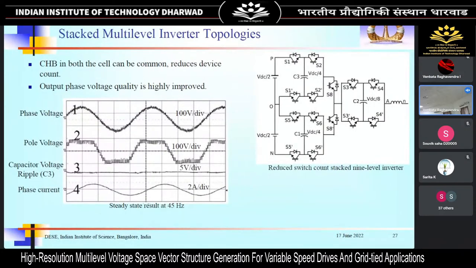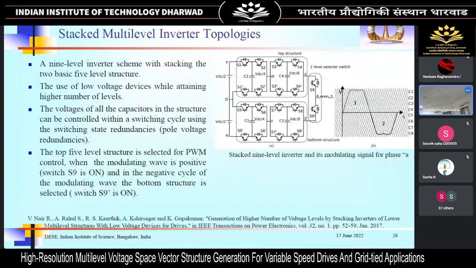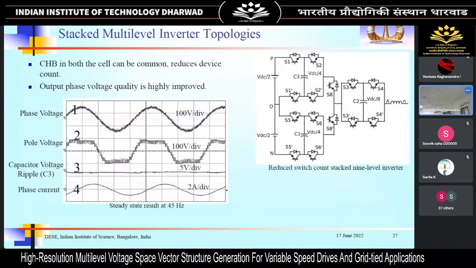Then can we improve upon the 17 level? See, the stacked multi-level. When I told you that during one half period this works, the next half period this will only work. Then can we make this one common to both? That's the thing. So we can reduce the devices. That means the basic topology is still kept here, and the multi-level switch capacitors are made common. So if the power is coming here, then this will also come into the circuit. That means one expert is reduced. This is a 9 level structure.